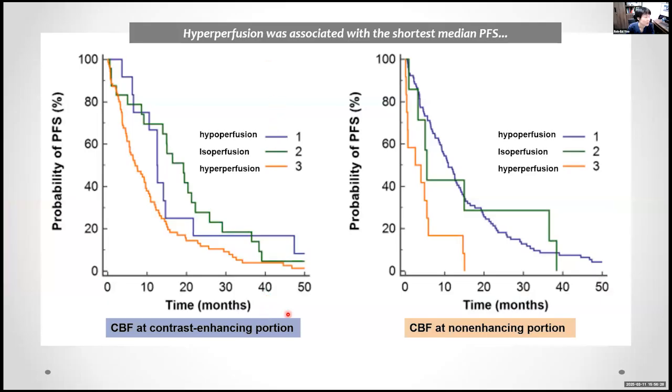So the perfusion pattern at the contrast enhancing portion and even the non-enhancing portions were divided into hypo, iso, and hyperperfusion relative to the normal cortical perfusion. And the hyperperfusion in both the contrast enhancing and non-enhancing portions were associated with the shortest median PFSs, as shown in these two Kaplan-Meier survival curves.